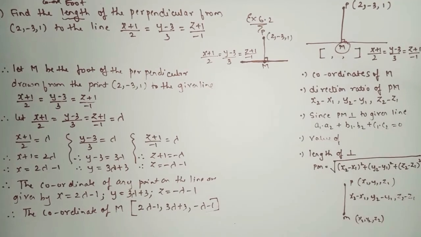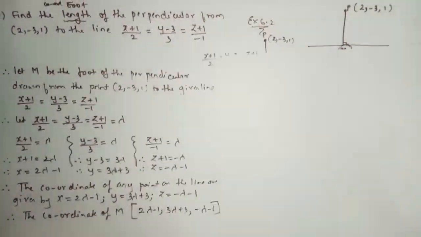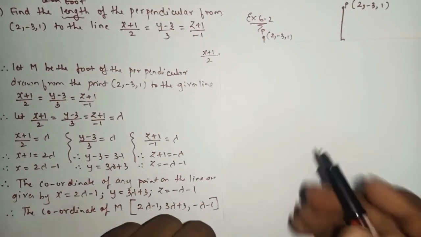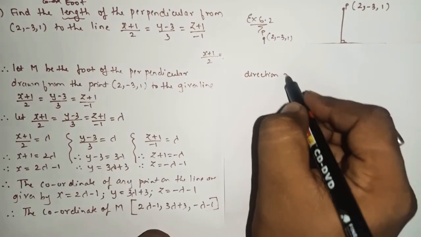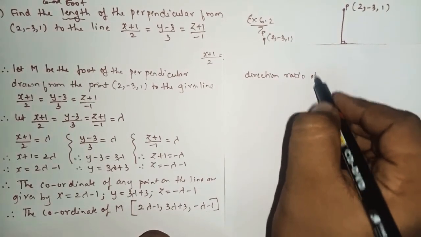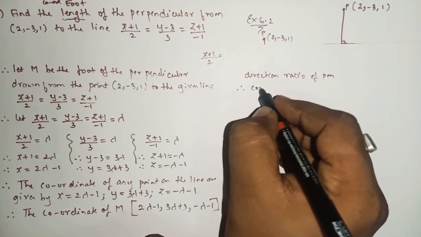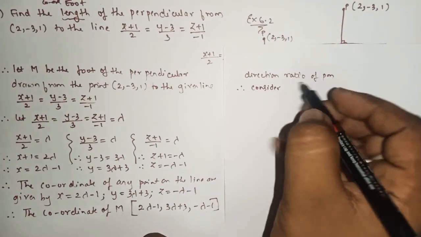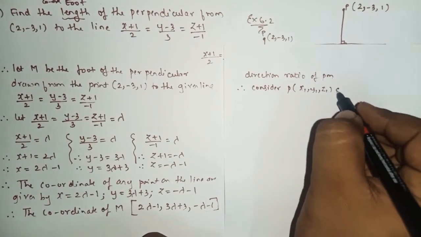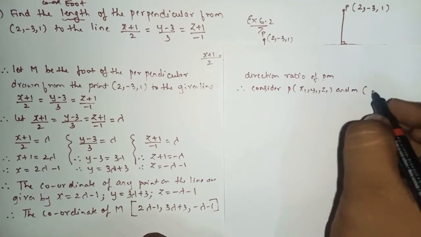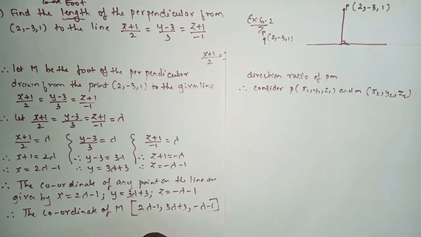Now we'll see how to find the direction ratio of PM. So now we'll find the direction ratio of PM. We'll consider P as x1, y1, z1, and M as x2, y2, z2, yes or no?